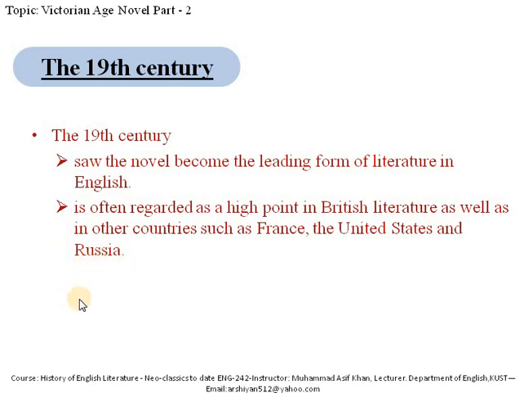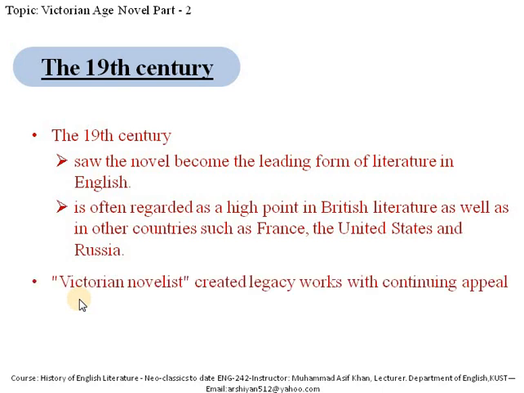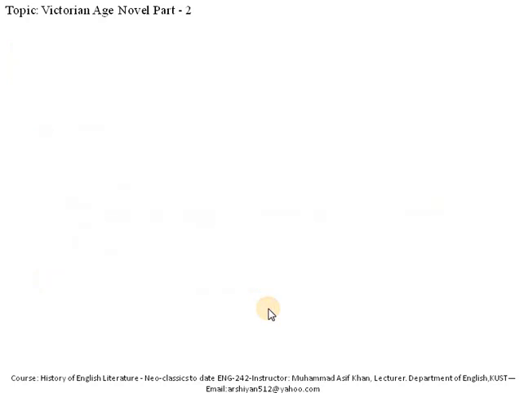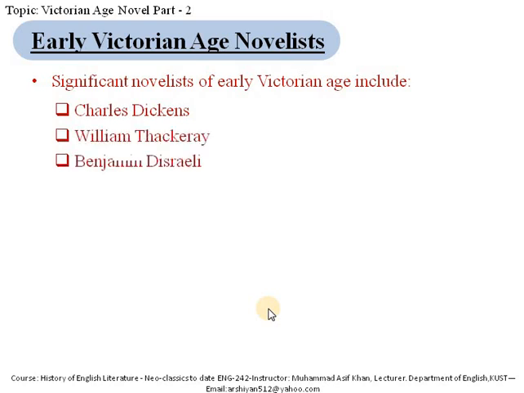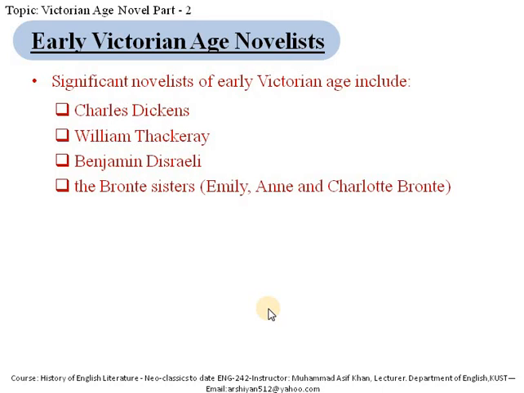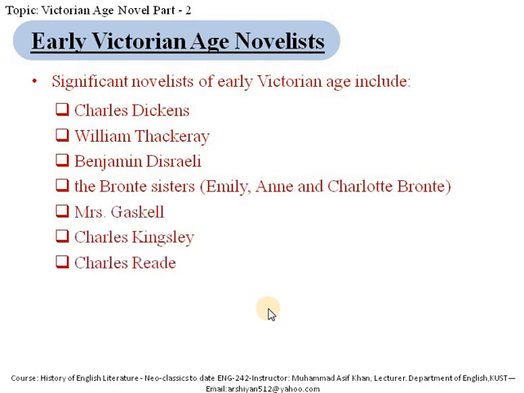So these novelists give us a very long-lasting appeal, and their legacy is still there in our society. People are influenced by these novelists and they are still reading the material written by them. The prominent novelists of the earlier Victorian age, which we discussed in the last lecture, are: Charles Dickens, William Thackeray, Benjamin Disraeli, the Bronte sisters, Mrs. Gaskell, Charles Kingsley, Charles Reade, Wilkie Collins, and Anthony Trollope. These are the important and significant novelists of the earlier Victorian age.